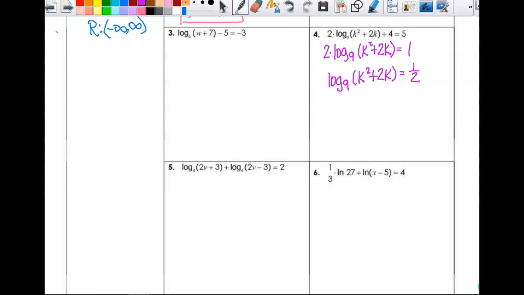But what I couldn't do, because I see this mistake a lot, I couldn't divide at the earlier step and just divide both sides by 2 because I had something else over here. The reason I can do it now is because that's the only thing that has multiplication on it, right? Okay, so now my log is condensed and isolated. So now I rewrite it in exponential form. The base is 9. So 9 to the 1/2 power is equal to k squared plus 2k.